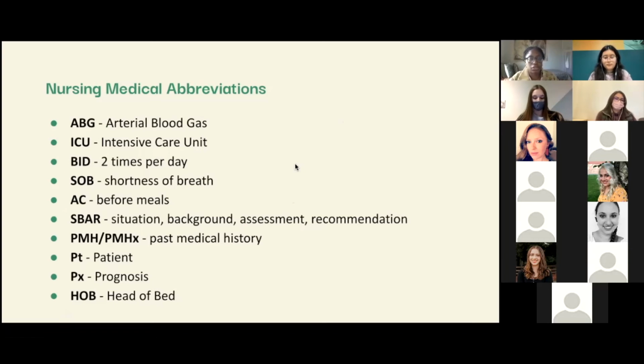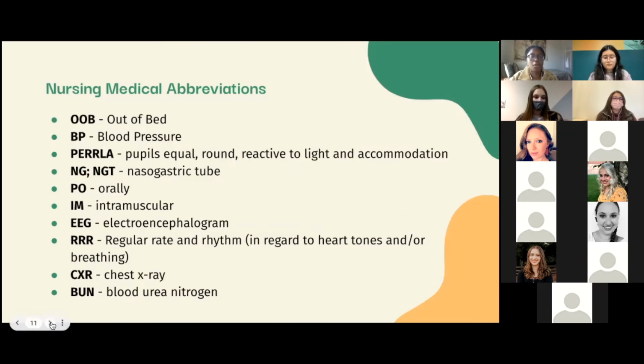Past medical history, PMH or PMHX, PT for patient, PX for prognosis, and HOB, head of bed, which I think we did repeat that one. Oh, out of bed is different from head of bed. All right.